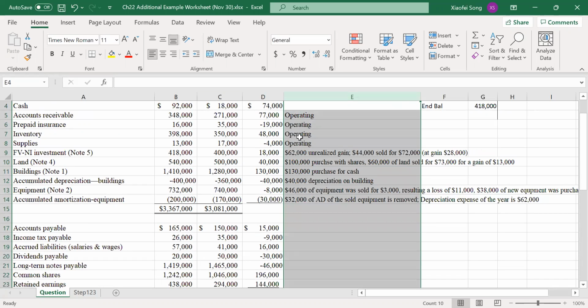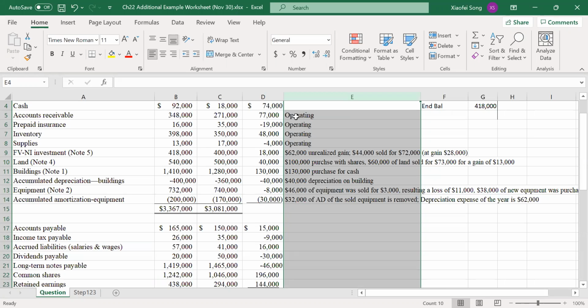So we look at all the assets, right? The working capital assets are pretty straightforward. There is a fair value through net income investment. And we said for statement of cash flow purposes, that's treated exactly the same as inventory. The cash paid to purchase it is a cash operating outflow. Cash received from selling it would be an operating inflow because of the nature of this investment.